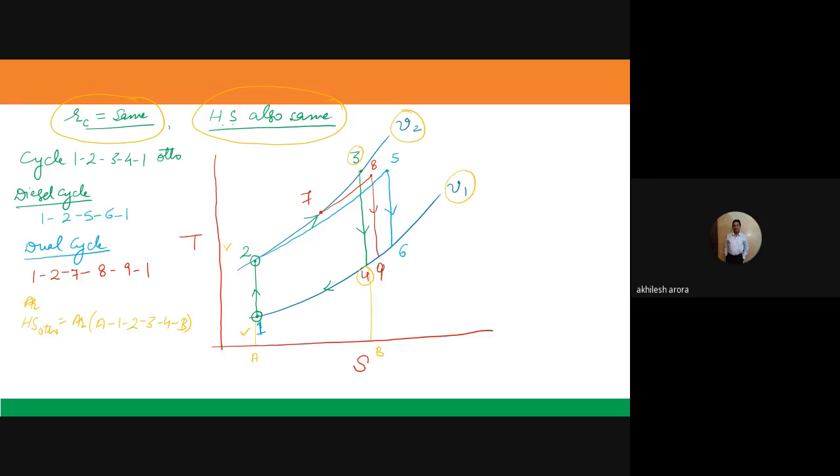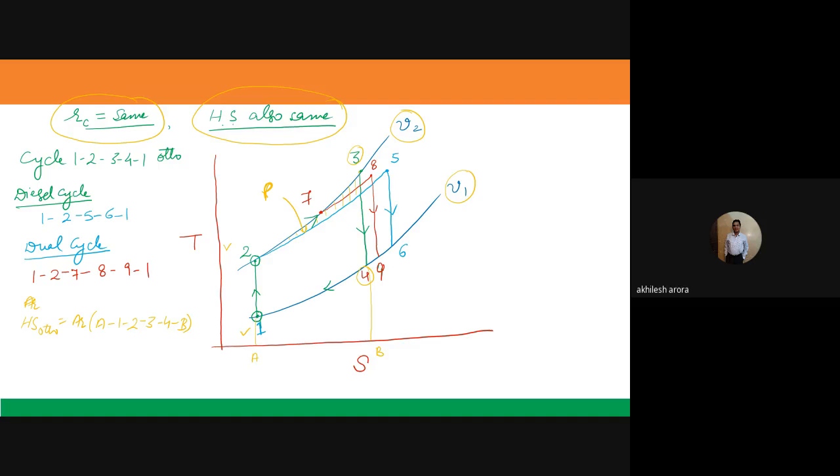Now when I draw the diesel cycle, you know that point number 1 and 2 are same, and then the third process is from 2 to 5. This is the constant pressure process. So you can see here, if I am making the diesel cycle, this area which is shown here will be reduced in comparison to the Otto cycle.